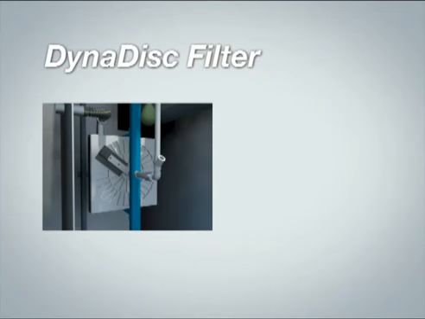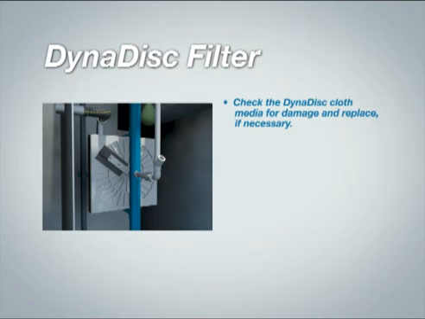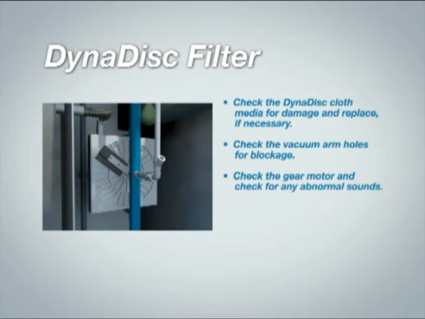Dynadisc filter. Check the Dynadisc cloth media for damage and replace, if necessary. Check the vacuum arm holes for blockage. Check the gear motor and check for any abnormal sounds.